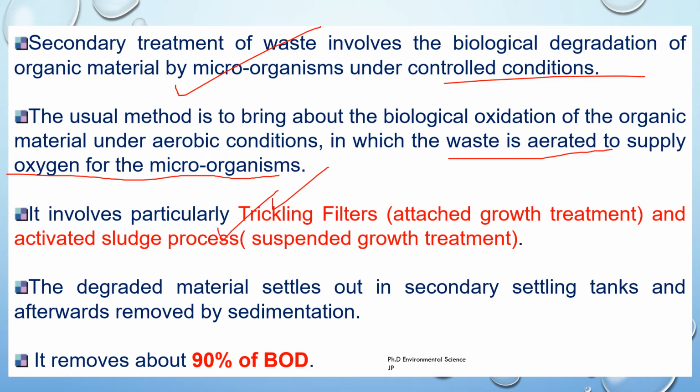Trickling filters, also known as attached growth treatment. This method involves passing wastewater over a bed of porous media where microbial biofilms grow. The organic material in the wastewater is degraded as it comes into contact with these microbial communities. Then activated sludge process. In this method, wastewater is mixed with a culture of microorganisms, meaning activated sludge, in aeration tanks. The microorganisms consume organic matter as they grow and multiply in the suspended state.